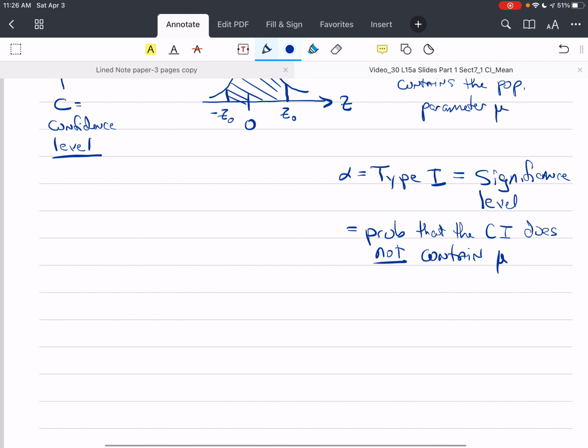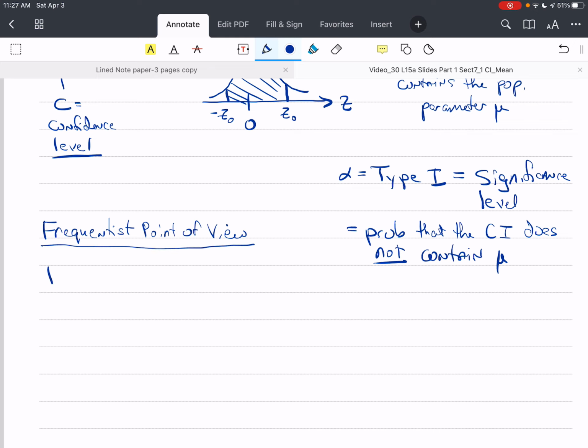Now, we are going to use something called the frequentist method or point of view. And this says that mu is an unknown constant. So no probability is associated with mu because it's a constant. There's just no probability about mu. Mu is some one value. It doesn't change. At least it's constant at this point. And we don't know it, and we want to estimate it.